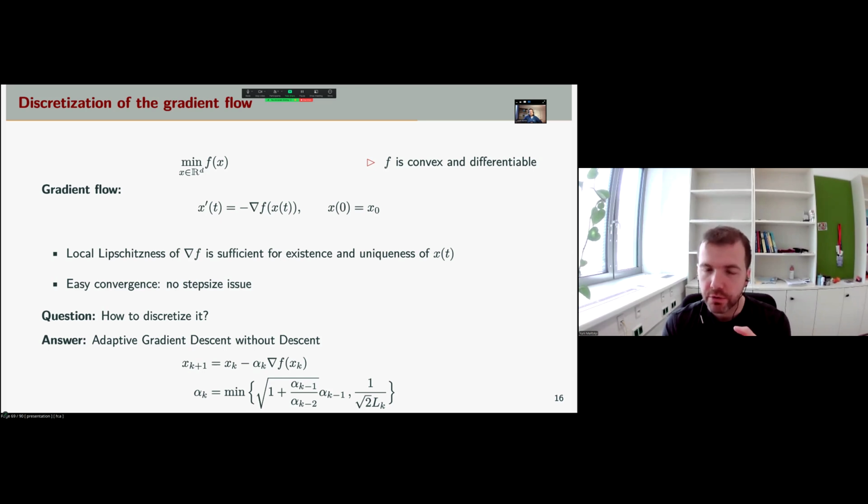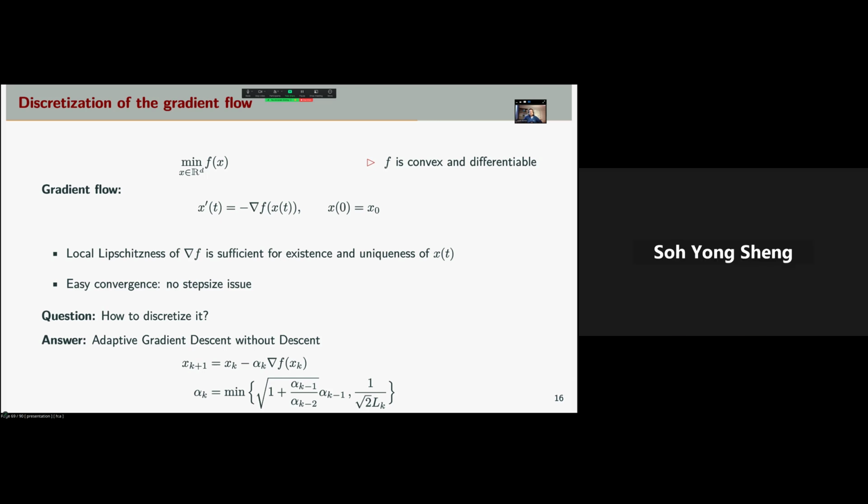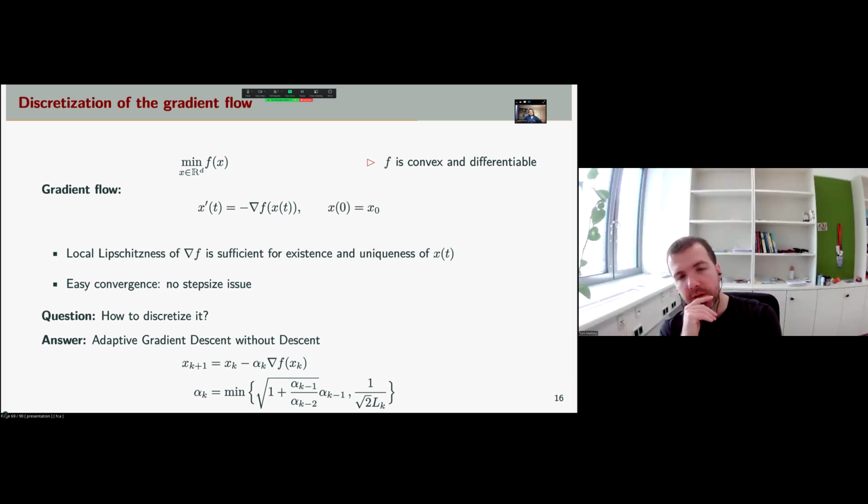For us, it would be more interesting to understand the update for alpha k and to explain through continuous dynamics why it is fast in practice. I don't know whether that's possible, because it seems like it's the sum of step sizes that matters.